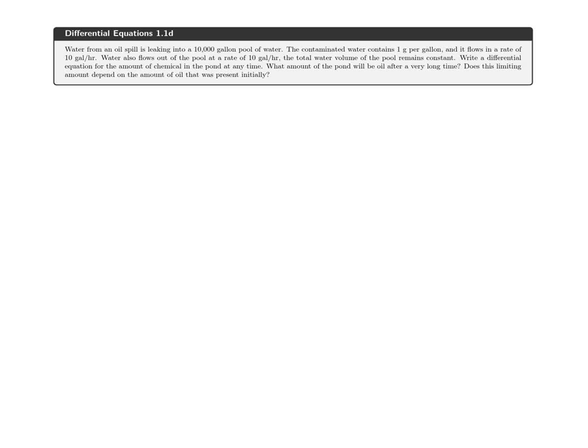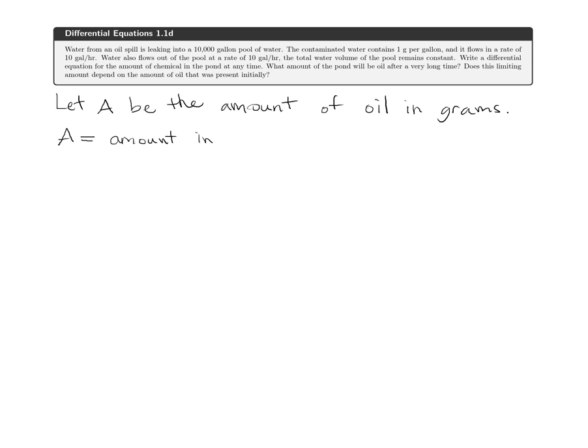Alright, so the first thing we need is a variable. Let's let capital A be the amount of oil in the pool. Our units are grams. We know that the amount of oil that we have is just going to be the amount that comes in minus the amount that goes out.